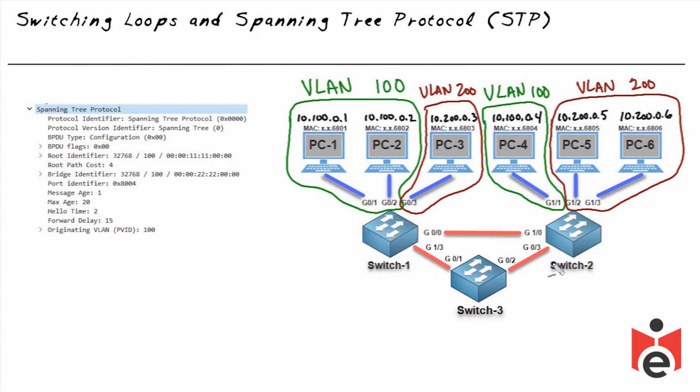However, in the world of switching, if we do have parallel paths, consider a broadcast. A broadcast, maybe an ARP request that PC1 sends into the switch.